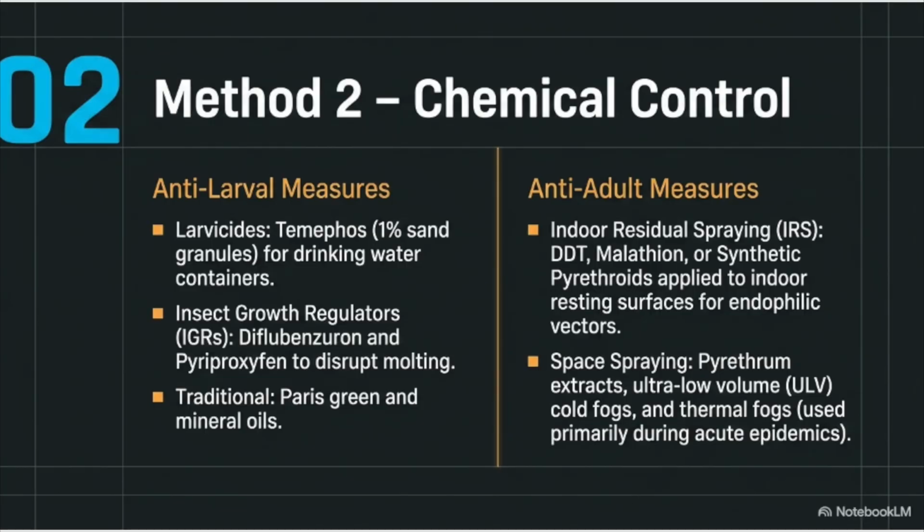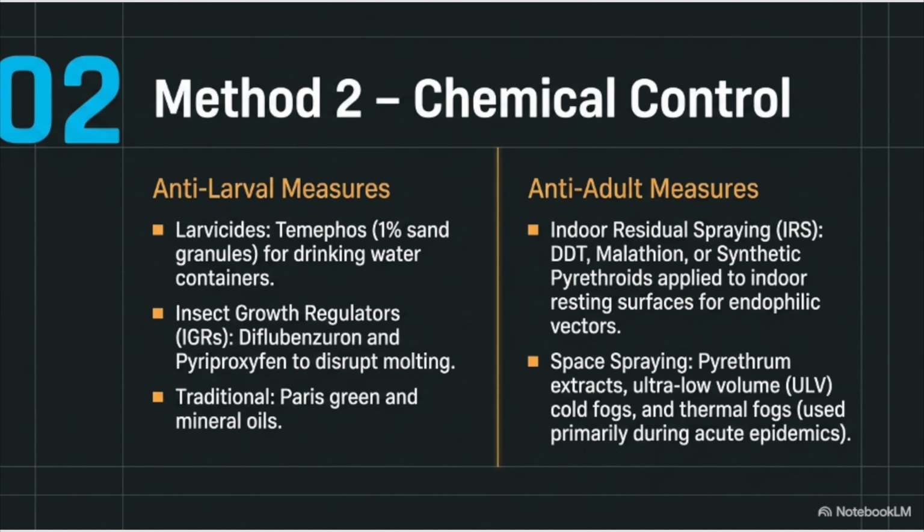The second method is chemical control, which is divided into anti-larval and anti-adult measures. Anti-larval measures include larvicides such as Temephos, used as 1% sand granules in drinking water containers, insect growth regulators such as diflubenzuron and pyriproxyfen, which disrupt molting, and traditional agents like Paris green and mineral oils.